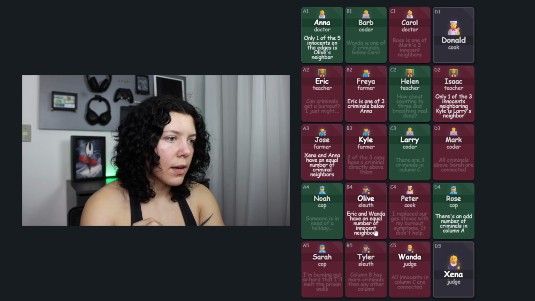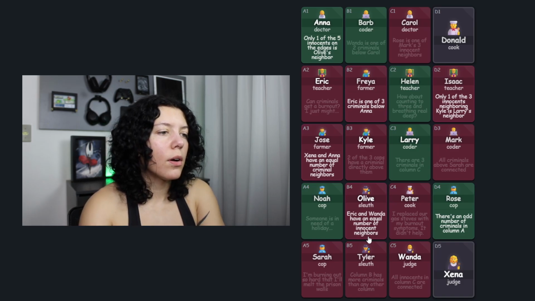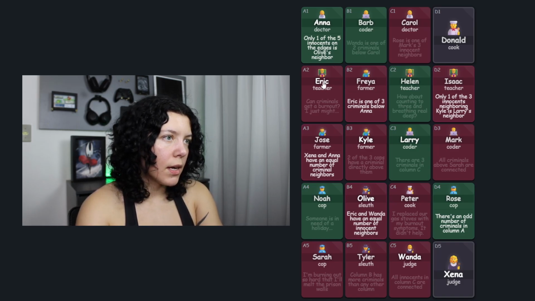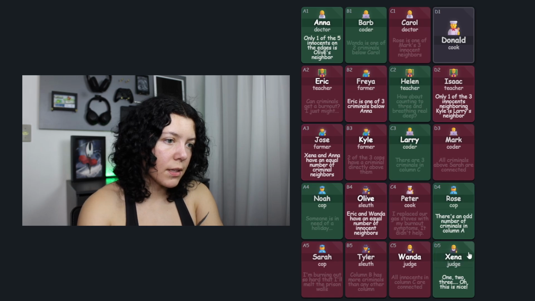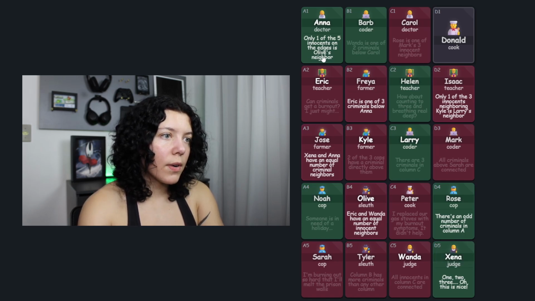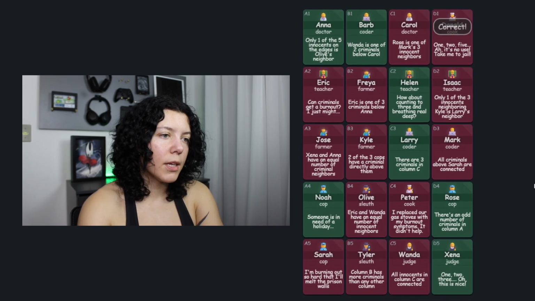Eric and Wanda have an equal number of innocent neighbors. And we know that Eric has 2 innocent neighbors total. So Wanda has to have 2 as well. One of them is Rose, the other one has to be Zena. And since we know there's 5 innocents on the edges, 1, 2, 3, 4, 5, Donald has to be a criminal.